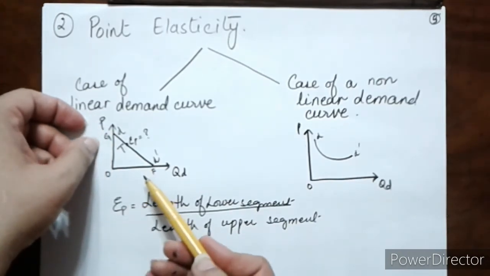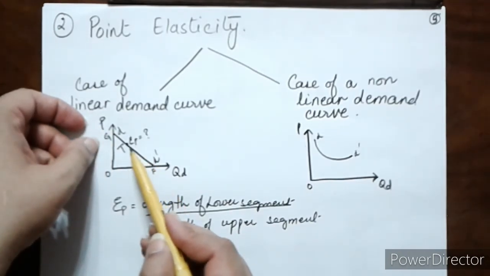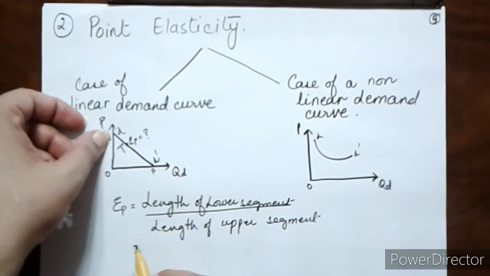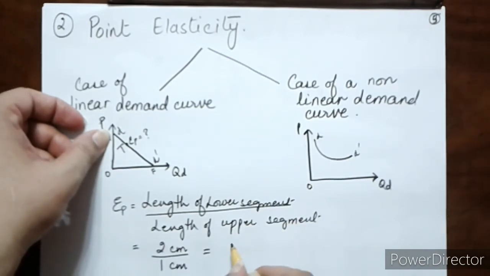Now just by looking at it I can see that this is roughly 2 centimeters and this is 1 centimeter. So I can simply write that 2 centimeters divided by 1 centimeter, which is equal to 2. So my price elasticity of demand is equal to 2, which is greater than 1.